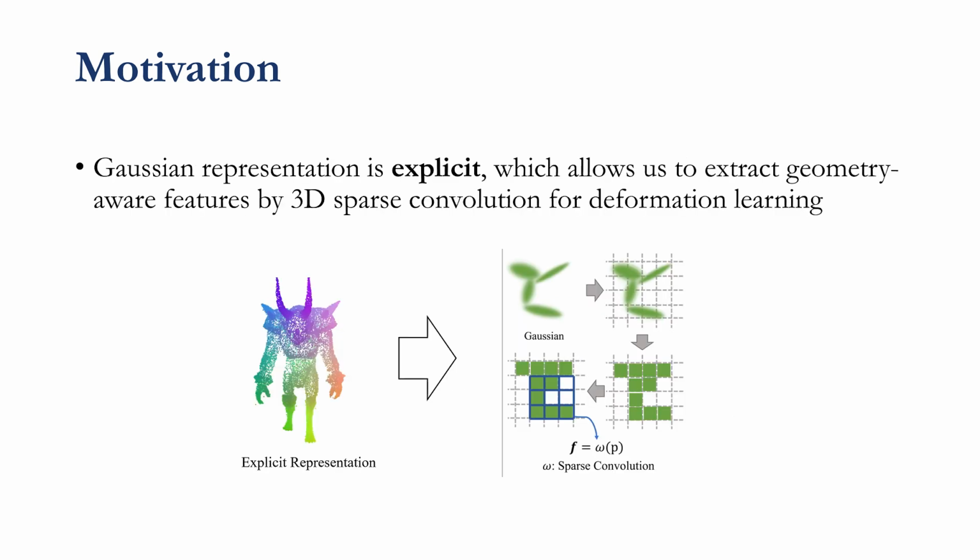Building upon the recent explicit point cloud-based Gaussian splatting representation, we introduce a sparse CNN to extract 3D geometry-aware features. Compared with simple feature interpolation, the CNN is superior in extracting local information and has a much larger receptive field.